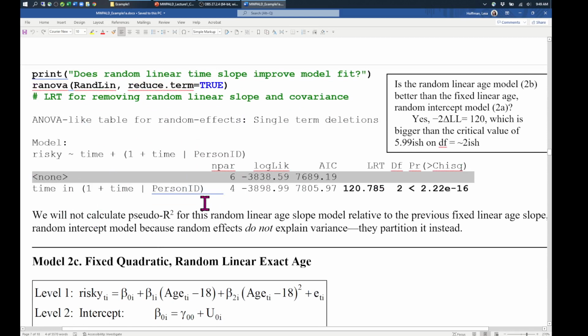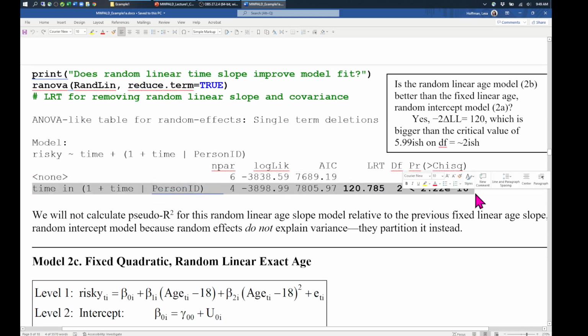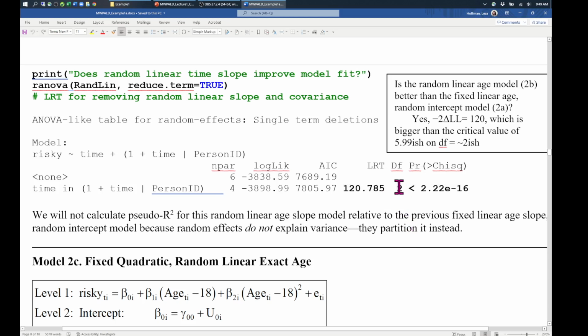And so here is the comparison model, and here is the model without random time in it. And it looks like my test statistic is 120 on degrees of freedom 2. Why do you think it's 2 instead of 1? Any guesses? What are the two parameters that I added to this random linear model to differentiate it from the fixed linear model? I'll give you one of them. The random slope variance. The covariance. Ding, ding, ding.